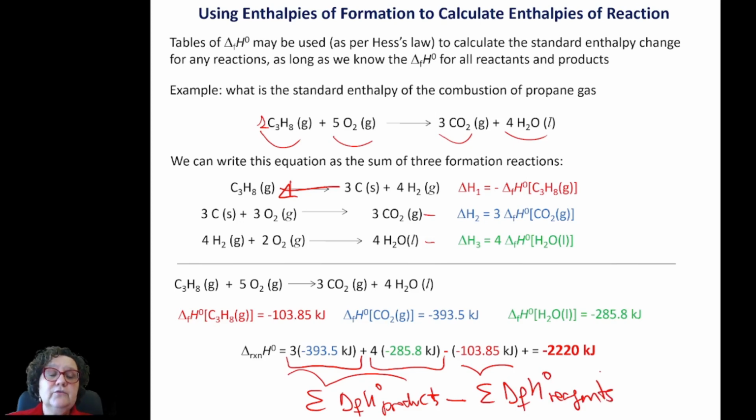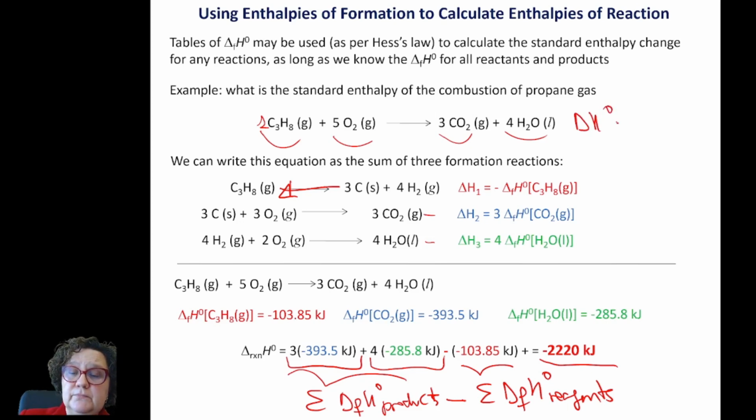I've got 2 reagents, the propane and the oxygen. The oxygen, because it's in its elemental state, has an enthalpy of formation of 0, so we only look at the propane. So if I add up all this, the enthalpy of the reaction in standard conditions is minus 2,220 kilojoules. So this is an exothermic reaction, and it will release that amount of energy, and I can put it here.